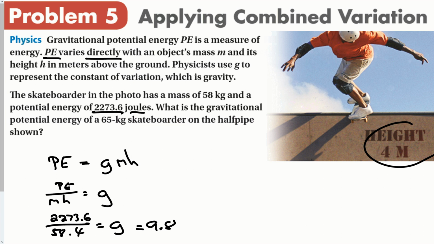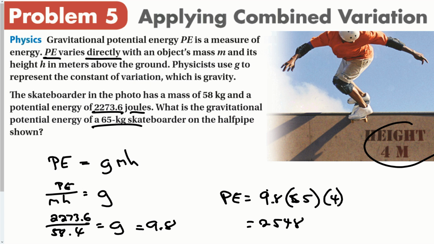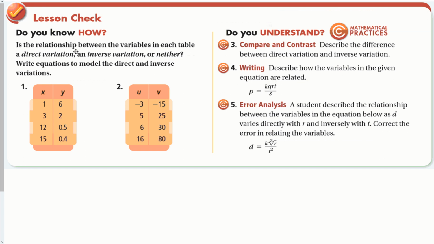Let's just make sure that we understand how to do this problem. What's the gravitational potential energy if the only thing we're changing is the weight of the person? Potential energy is going to equal that 9.8 times the new mass, 65, times my height, which is still 4, same half pipe. So 9.8 times 65 times 4 is 2548, and that would be in joules. So inverse variation, direct variation, joint variation all tell you how you are setting up these different formulas to calculate and work with equations.